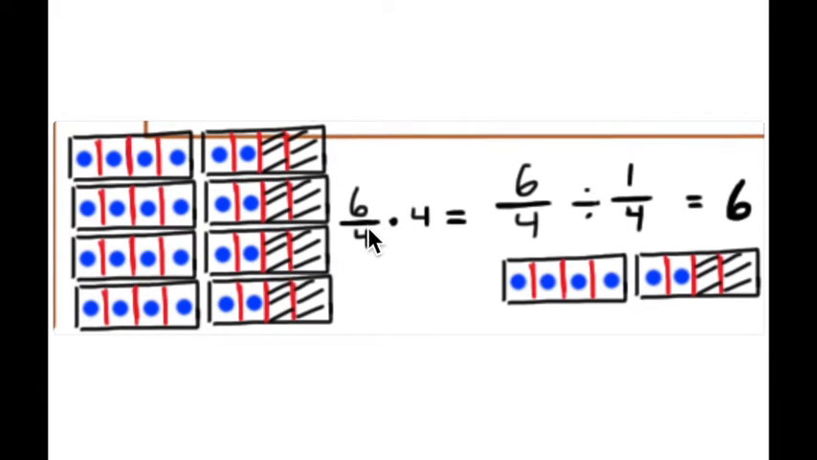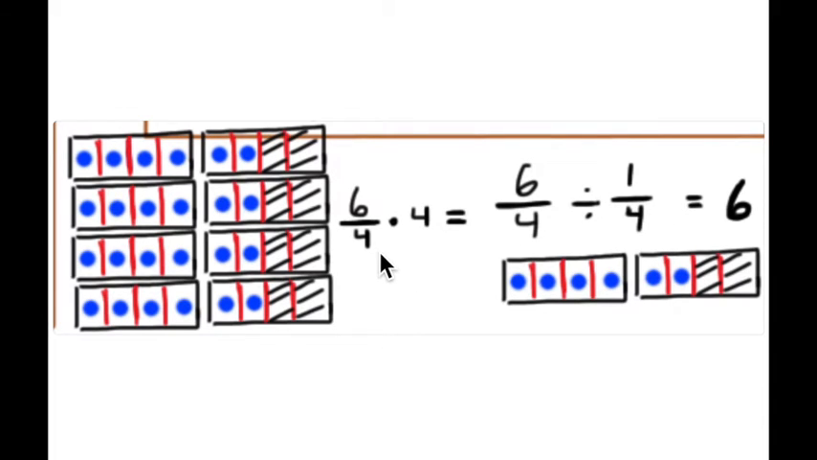You can look at it as 6/4 times the number 4. So 1/4 of 4 is 1 unit. 2/4 of 4 is 2 units. 3/4 of 4 is 3 units. 4/4 is 4 units. 5/4 of 4 is 5 units. And 6/4 of 4 is 6 units. So 6/4 times 4 equals 6.